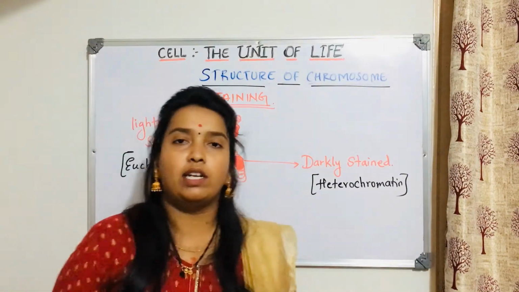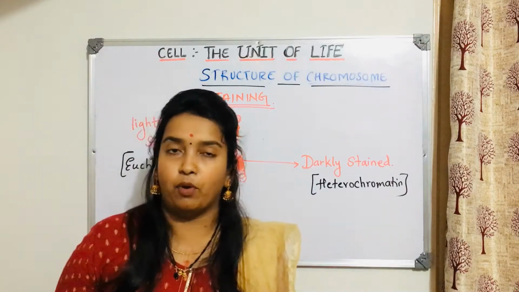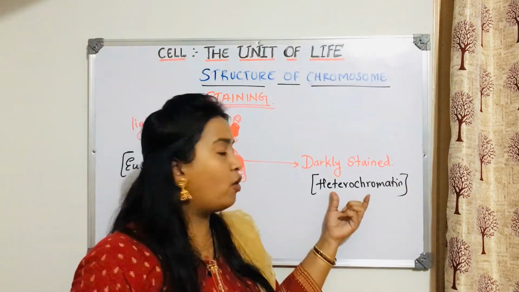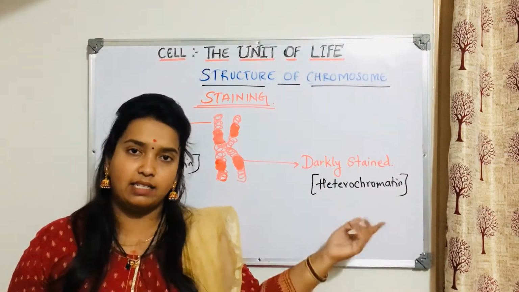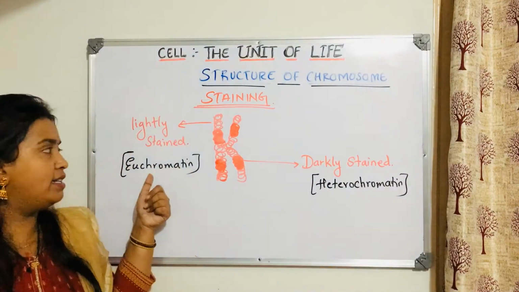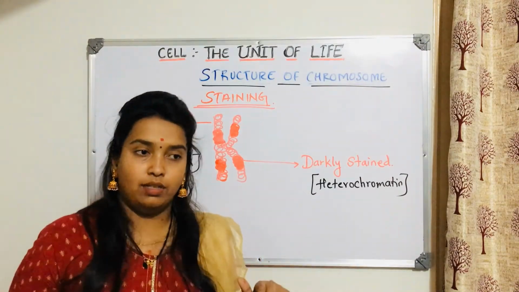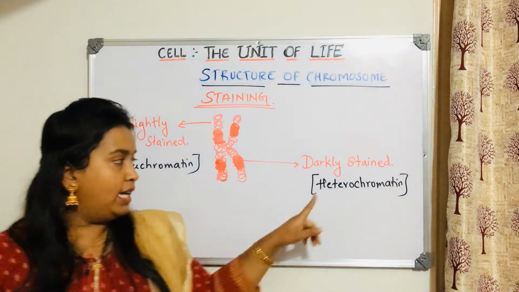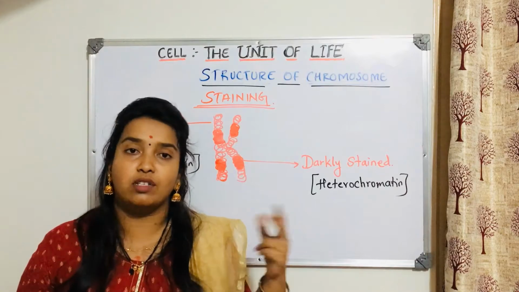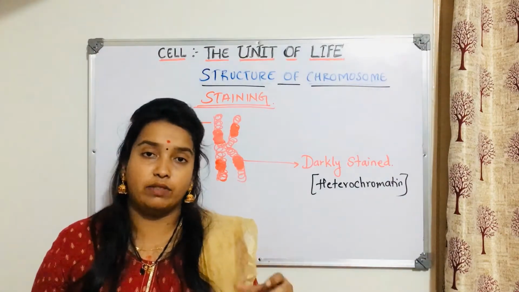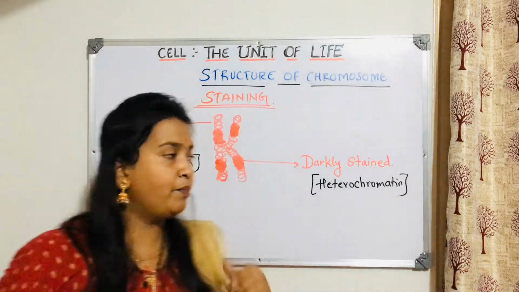Now what is the speciality of heterochromatin and euchromatin? It is very important to understand this. How will you recognize heterochromatin? Because it is darkly stained, we can say it is heterochromatin. This chromatin is lightly stained, we can say it is euchromatin. In heterochromatin, again we have two types, facultative heterochromatin and constitutive heterochromatin. Anyway, we need to first understand what heterochromatin is.